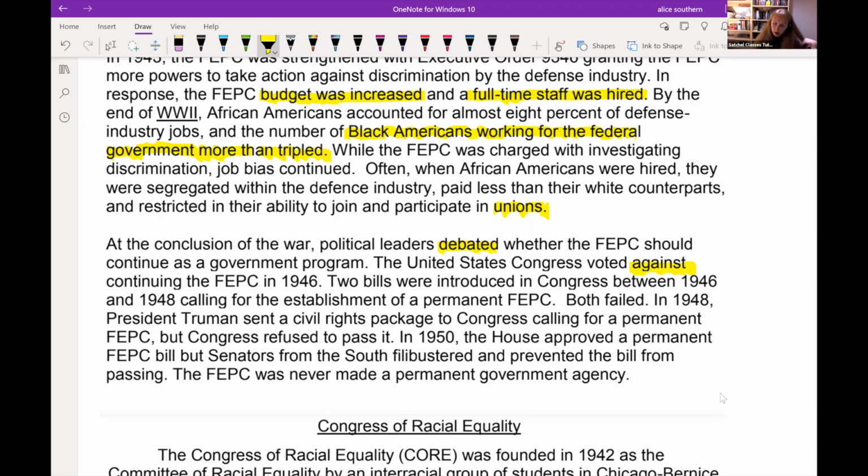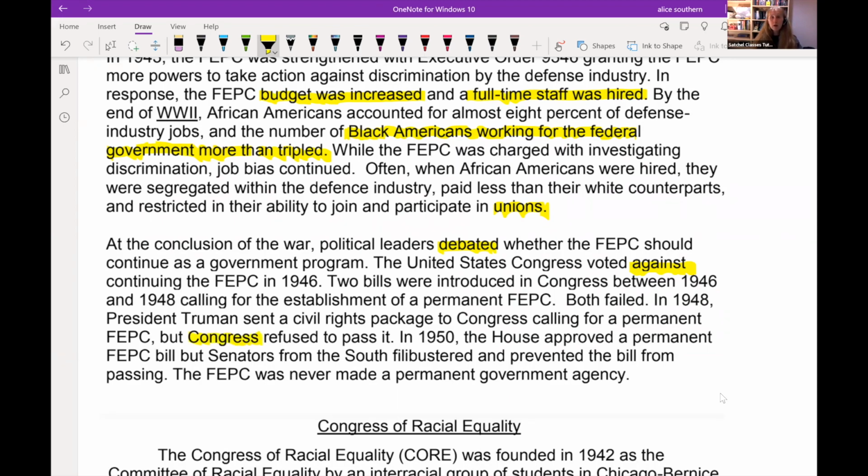So two bills are introduced into Congress between 46 and 48. Both failed. And in 1948, President Truman, who replaces Roosevelt, sent a civil rights package to Congress calling for a permanent one, but Congress refused to pass it.